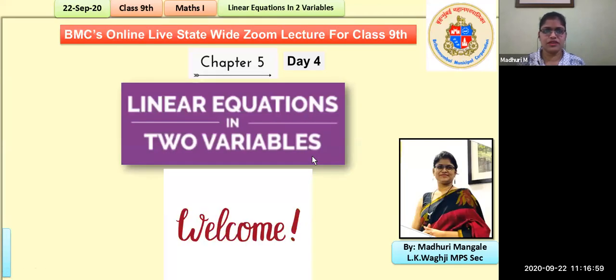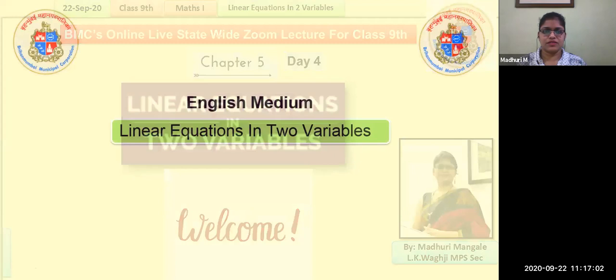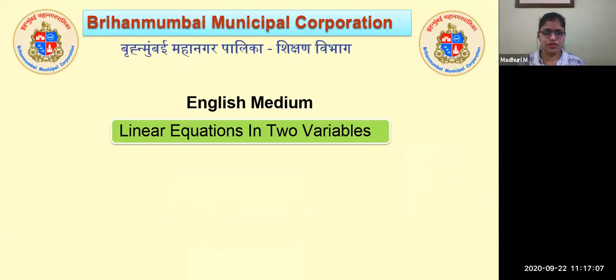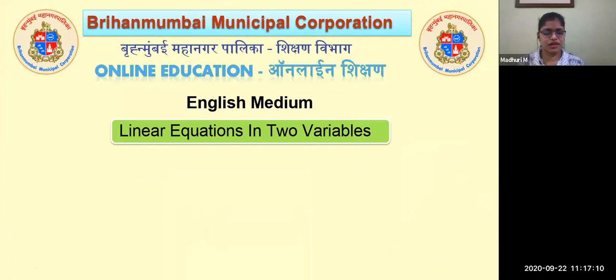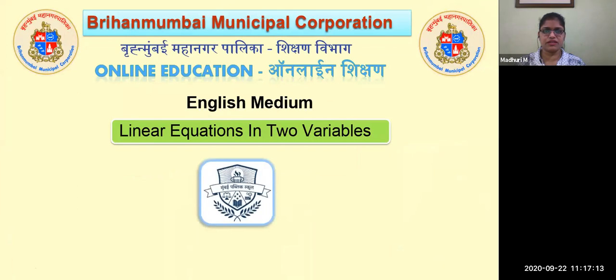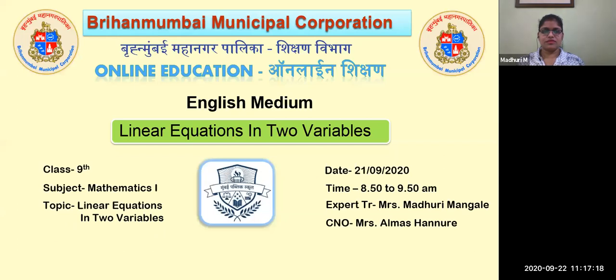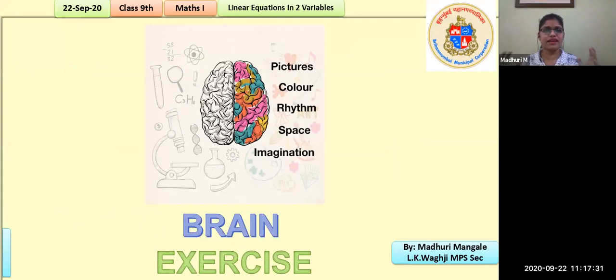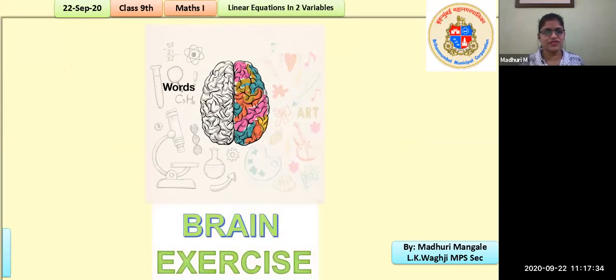So welcome back to today's class. We will be looking at linear equations in two variables, and most of the chapter has already been completed. We will be looking at the last part today. So here we start. We always start with a brain exercise, right students? But today again we will do it at the end of the class. Fine. First practice a few problems and then at last we will do the brain drill. So let's begin with a quick revision.